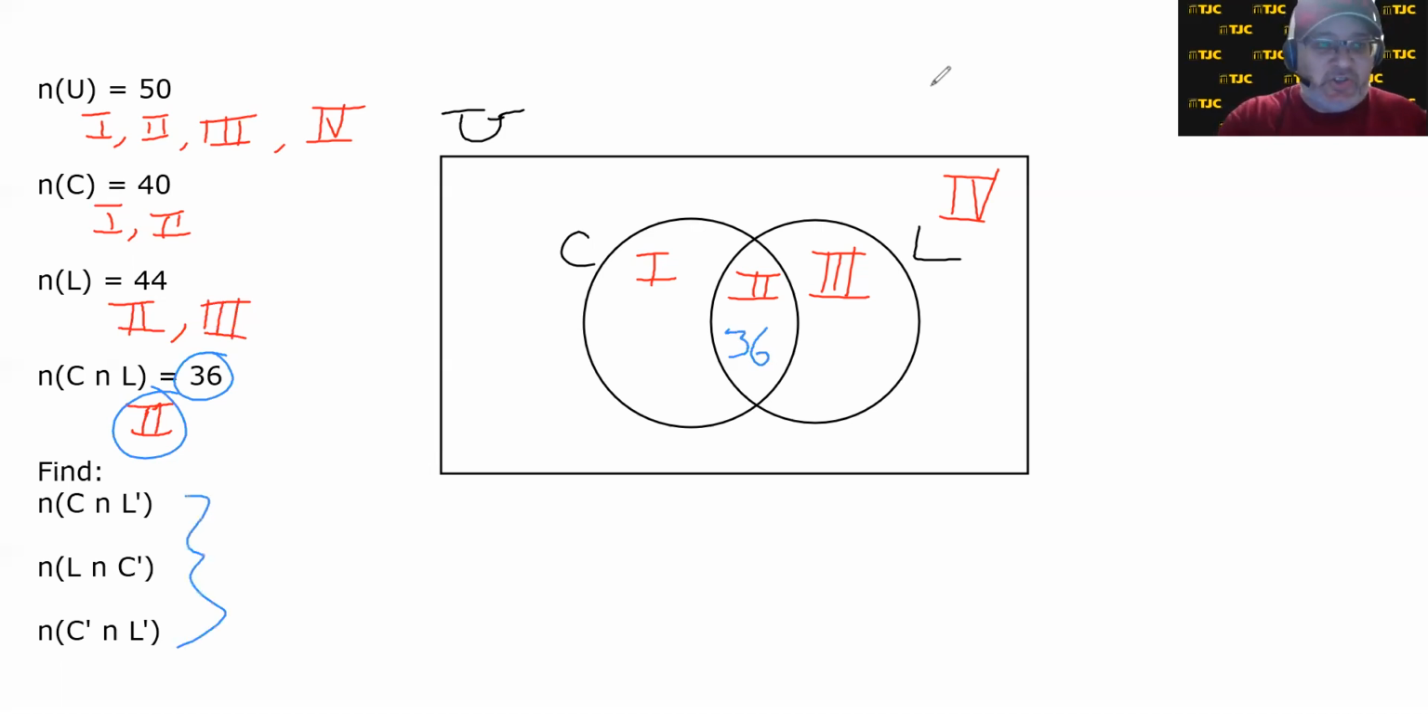We'll answer these questions in a minute, but let's think about what we already know. We know region 2 has 36 in it, which means everywhere there was a region 2 before, we can pretend there's a 36 in it.